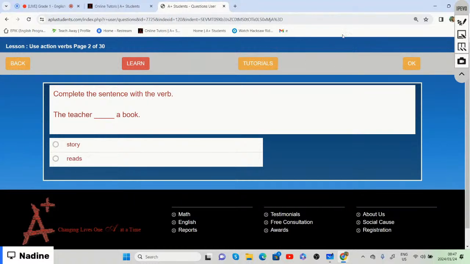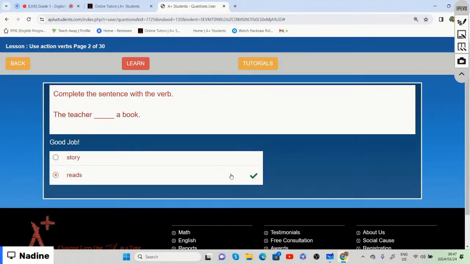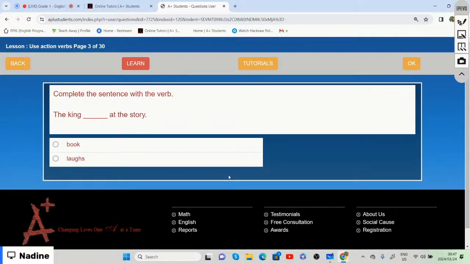So something that the teacher does. Do we say the teacher story a book or the teacher reads a book? So we need to complete the sentence with the verb. And we say the teacher reads a story. And reads is correct.